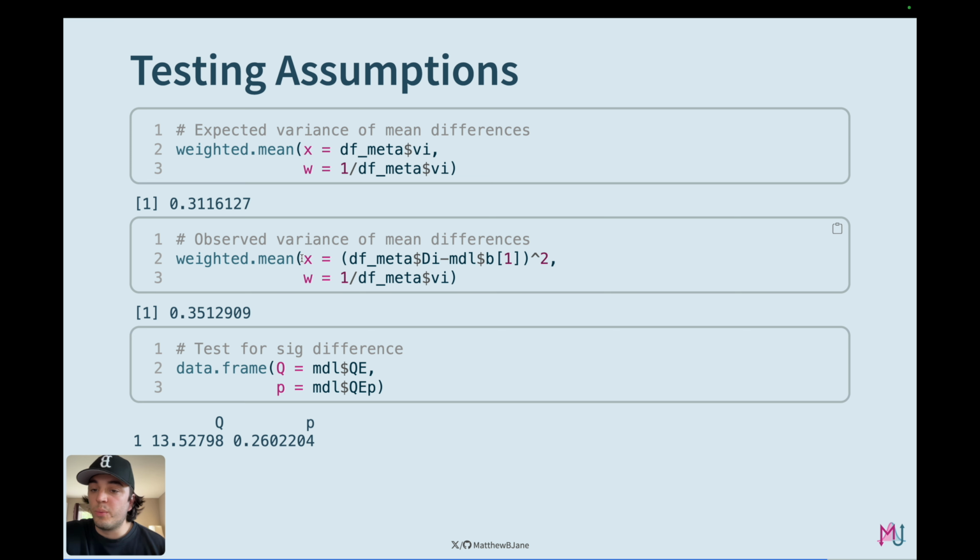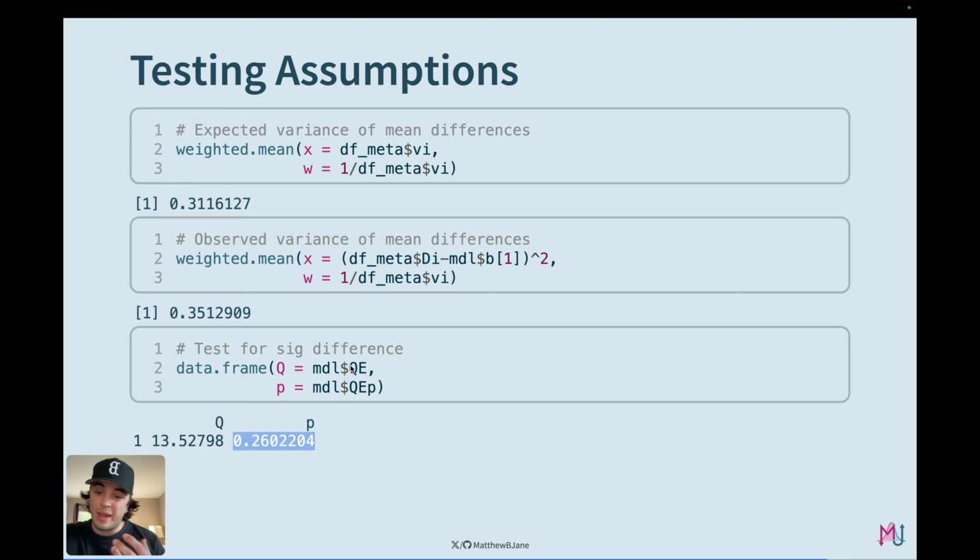and similarly, we can use the weighted mean function. We can input the squared deviations, essentially taking the observed effect sizes and subtracting our model estimate, which is our true mean difference estimate, and then squaring that. So the weighted average using the same weights would give us our estimate of the observed variance in mean differences. Here it's 0.351. So it's a little bit larger than what we would have expected from sampling errors alone.